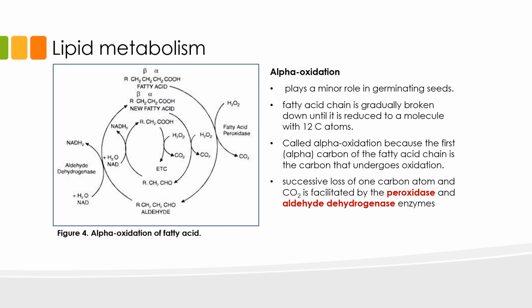Alpha oxidation is not the main pathway for triacylglycerol breakdown in seeds, so for the purpose of our discussion on triacylglycerol metabolism, we will focus more on the beta oxidation pathway for TAG breakdown.